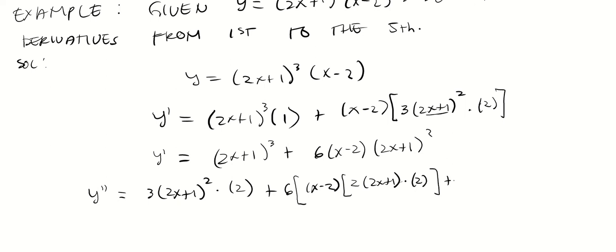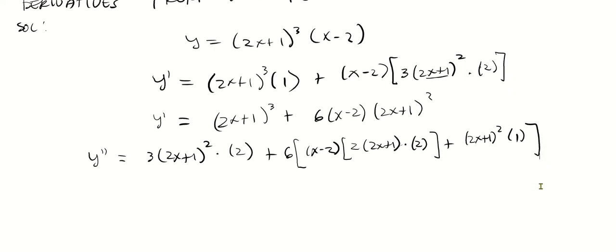Then plus, copy the second term, (2x + 1)^2, and multiply it with the derivative of the first term, which is just equal to 1. Derivative of x minus 2 is 1. Then simplify for the y double prime.